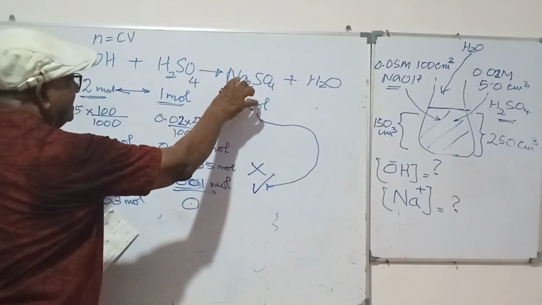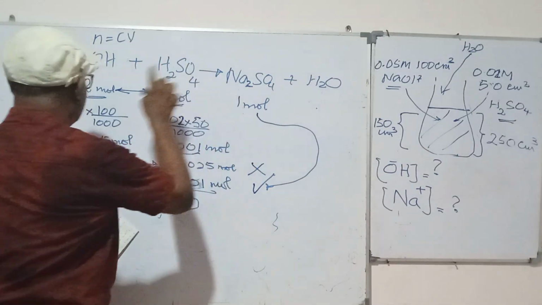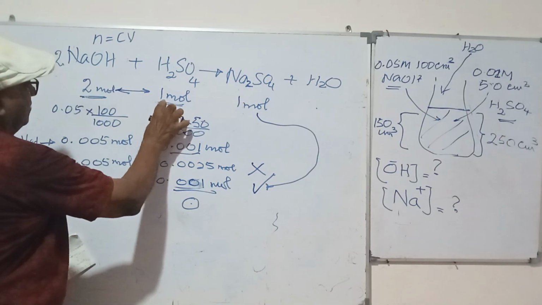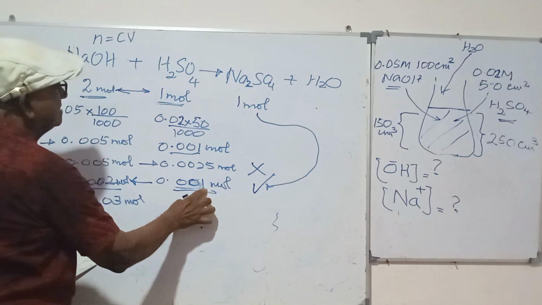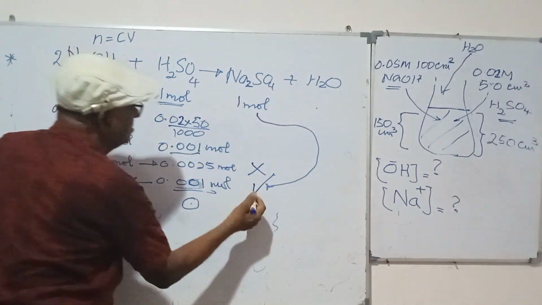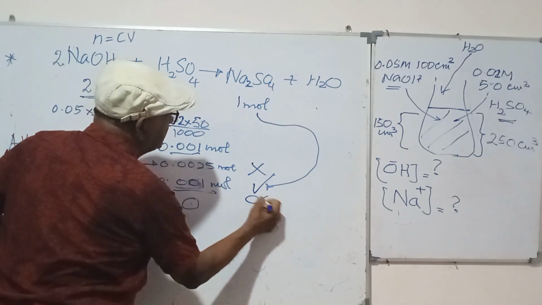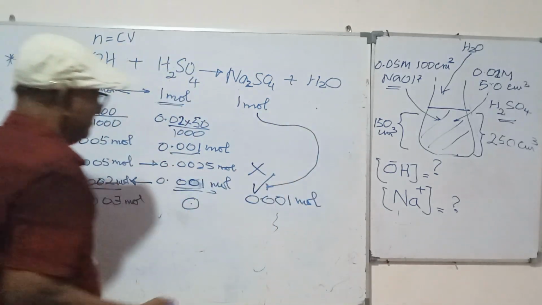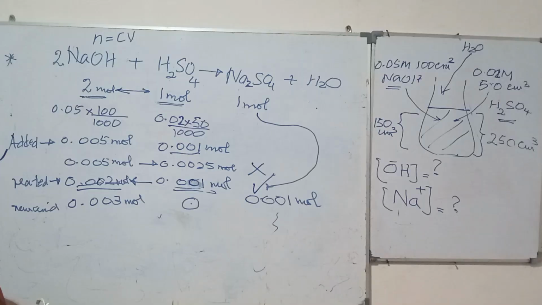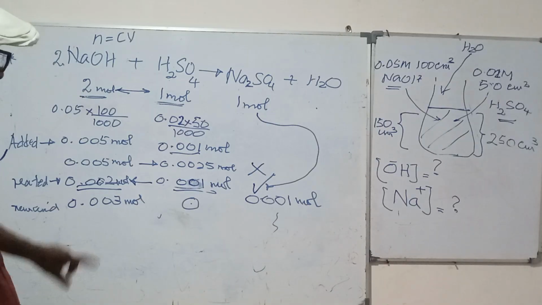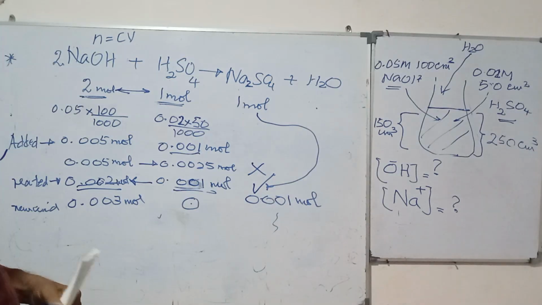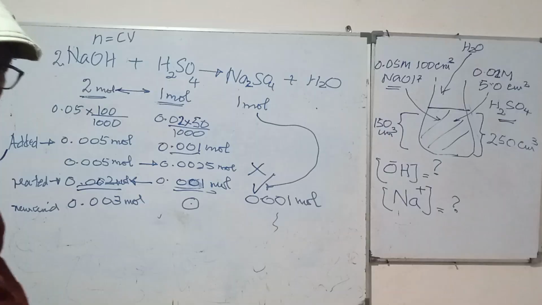The ratio is 2:1:1. For Na2SO4, 2 is 0.002, 1 is 0.001. Sodium sulfate also, 0.001 should be formed. Right? Then what are the compounds which are formed and present in the final solution?